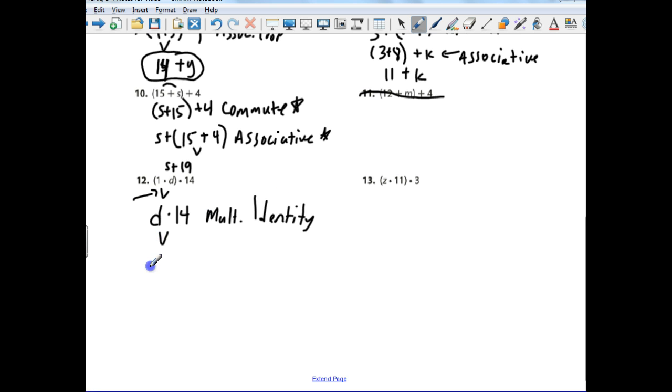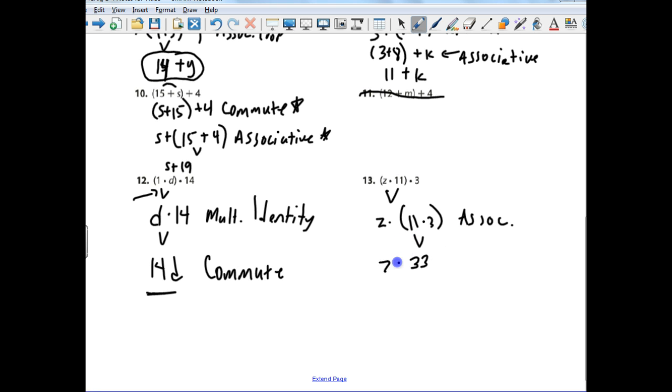And then d times 14, we prefer to write 14d because I can commute. And that's the way we like things in pre-algebra and algebra to be written with the coefficient on the front. Number 13, lastly, what I'm going to do is, again, switch the parentheses to z times 11 times 3. That's, let's see, that's the associative property. And I'm going to turn that into 33. And then I can commute that and call it 33z. That is the commutative property right there.